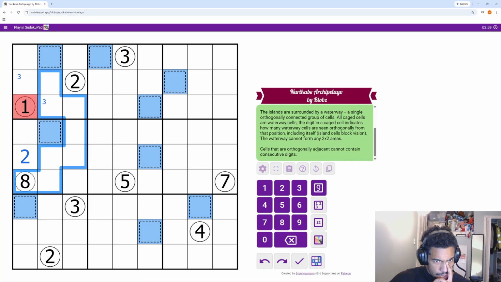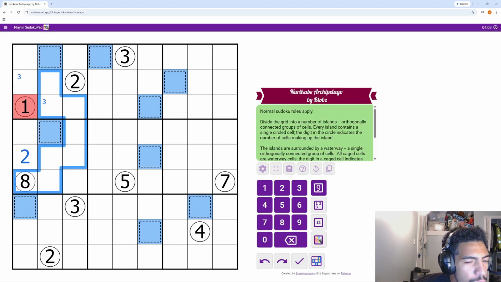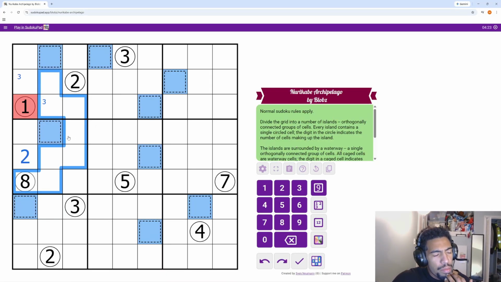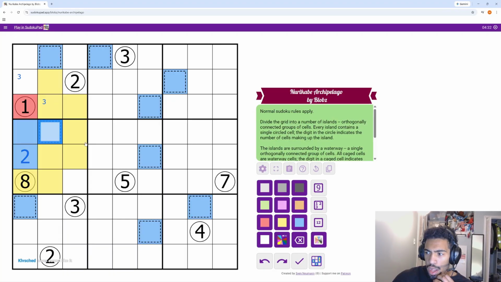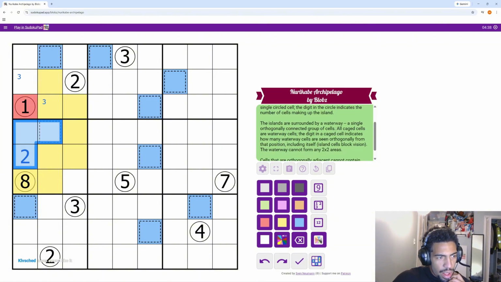But can island cells... I don't think that there's a problem with island cells touching. The islands are surrounded by waterway. So the islands are surrounded by waterway. Does that mean that none of the islands can touch? But also, if this is all island, then what happens here? Can I have an isolated water section? I'm pretty sure I could have an isolated water section like that, as long as it's not a 2 by 2.